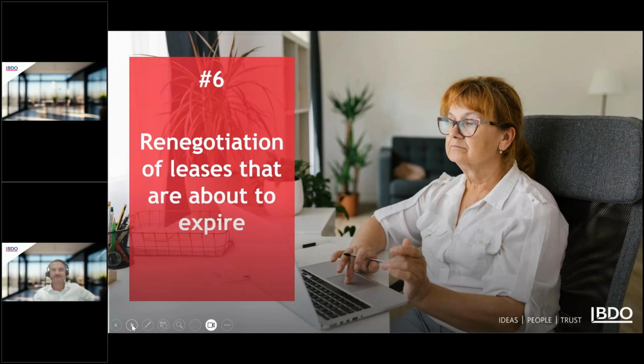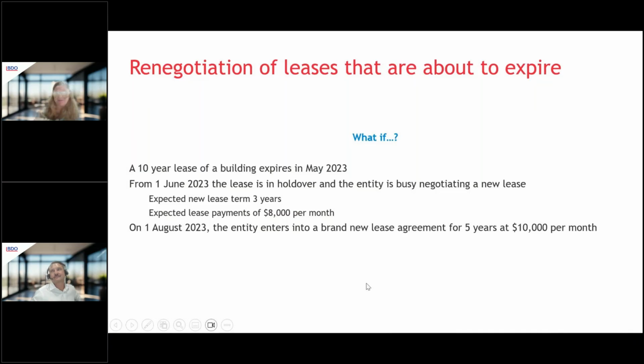It's brand new. We'll go fairly fast over the next 10 because we only have about 10 minutes left, Kevin. So it's a minute each. It's rapid fire. Number 6, if you are renegotiating leases that are about to expire, we see some problems. And often this is treated incorrectly. And we ask the question, what if? What if a 10-year lease of a building expires, let's say in May in a particular year?